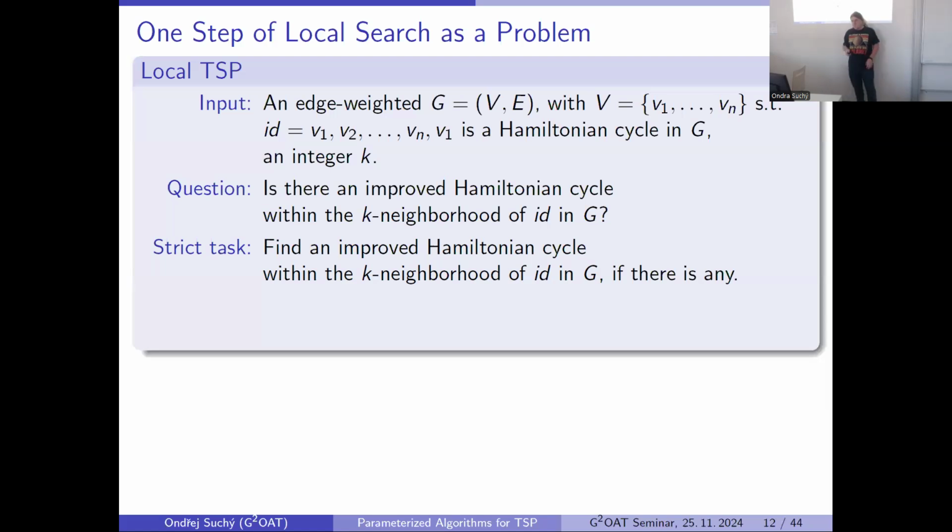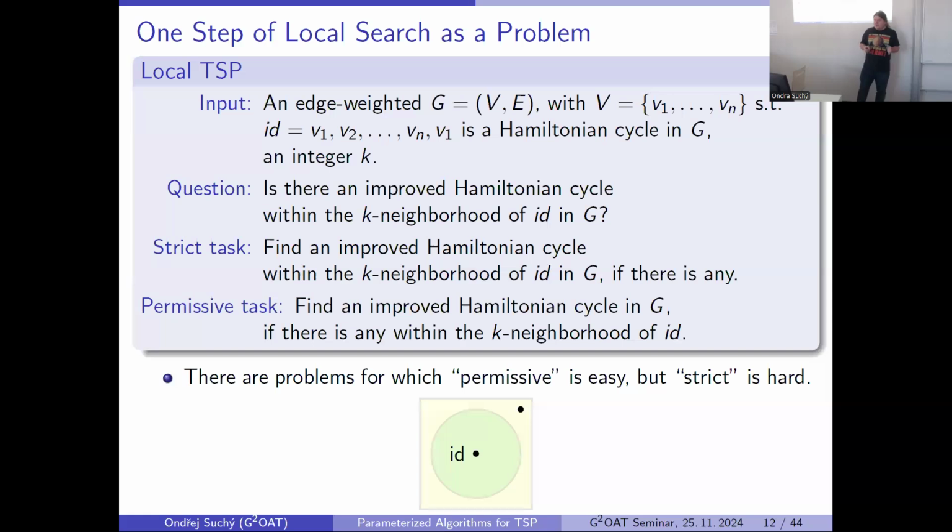Okay. But in fact, this is too strict an interpretation of what we are doing in this step. What's important for us is to find a better cycle, not that it is in the neighborhood. So a permissive task is to find any improved cycle anywhere, given that there is a better one within the neighborhood. And there are problems for which the strict task is really hard, but the permissive task is easy.